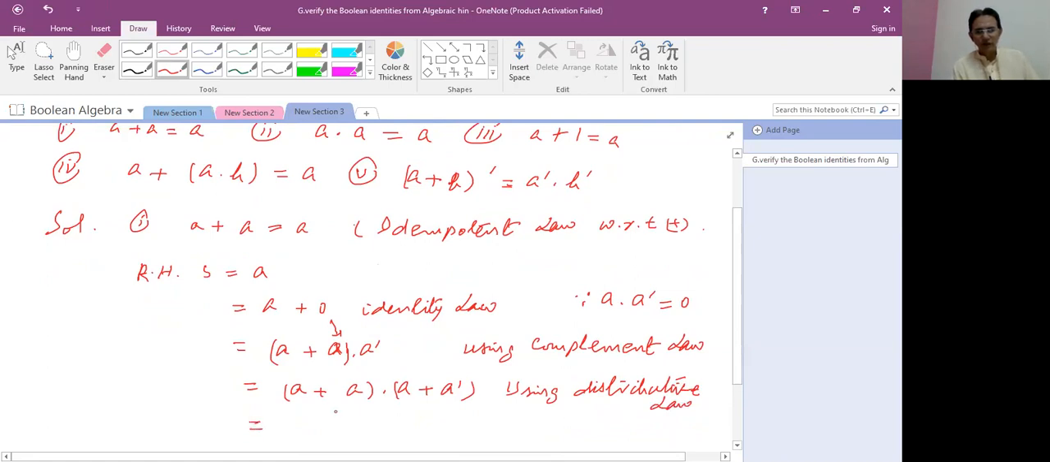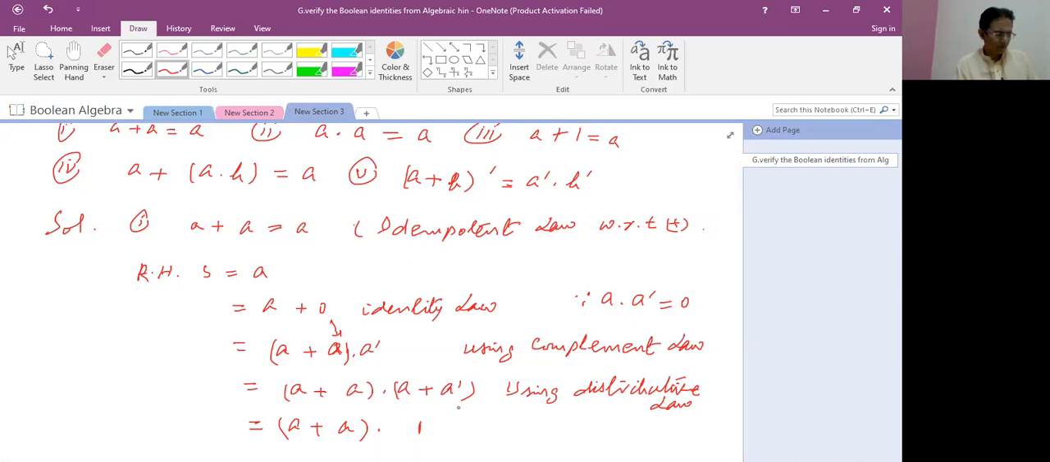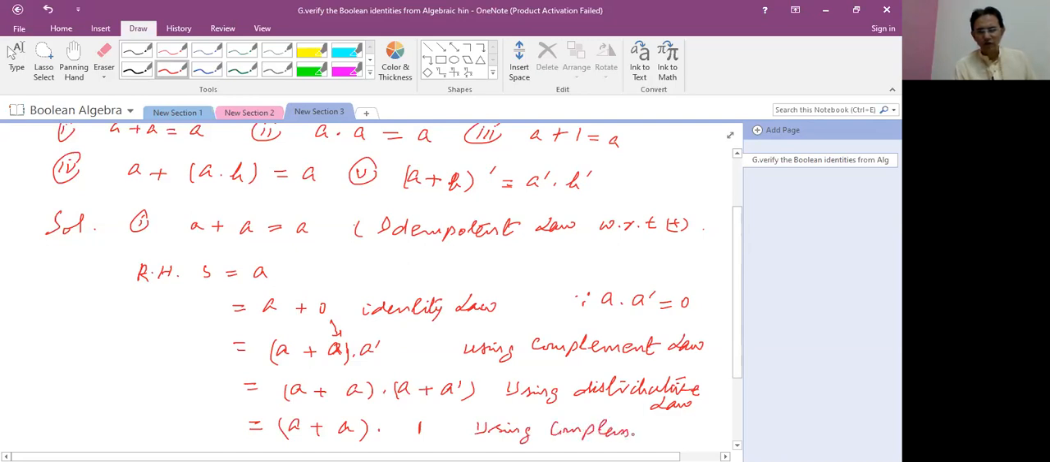So student, A plus A, which is equal to A plus A as it is, and A plus A complement, which is equal to 1 according to A plus A complement, which is equal to 1 using complement law with respect to addition.